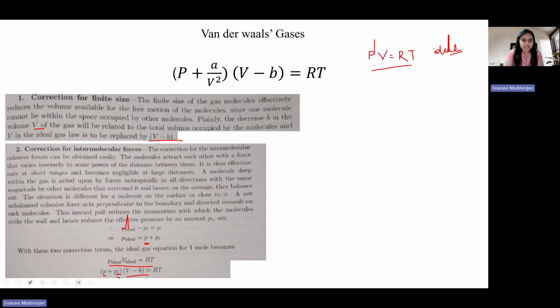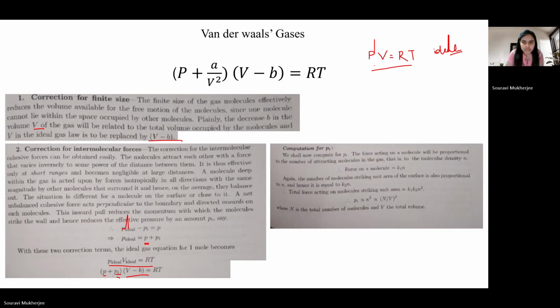So now, what will this pressure term, this correction to the pressure, depend on? You can consider that the force acting on a molecule will be proportional to the number of attracting molecules in the gas. That means it is proportional to the neighbors, to the molecular density. And when you're talking about pressure, pressure also depends on the number of molecules that are going and striking the wall, right?